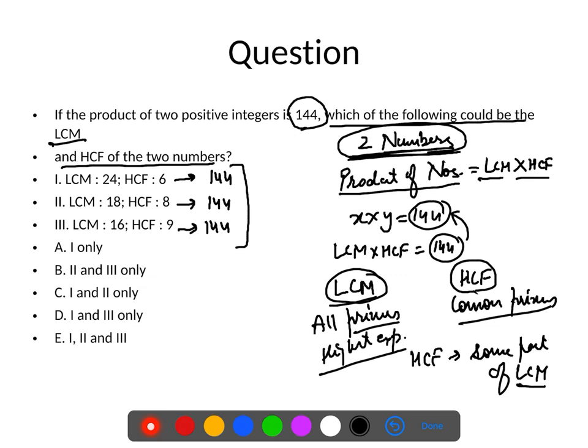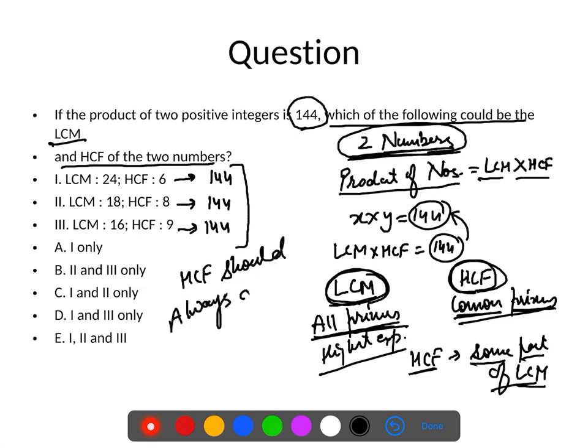What I'm saying is LCM has got everything, all the prime numbers. HCF has only some of them. So HCF has got some part of the LCM always. So HCF should always divide LCM, because HCF is just some part of LCM.